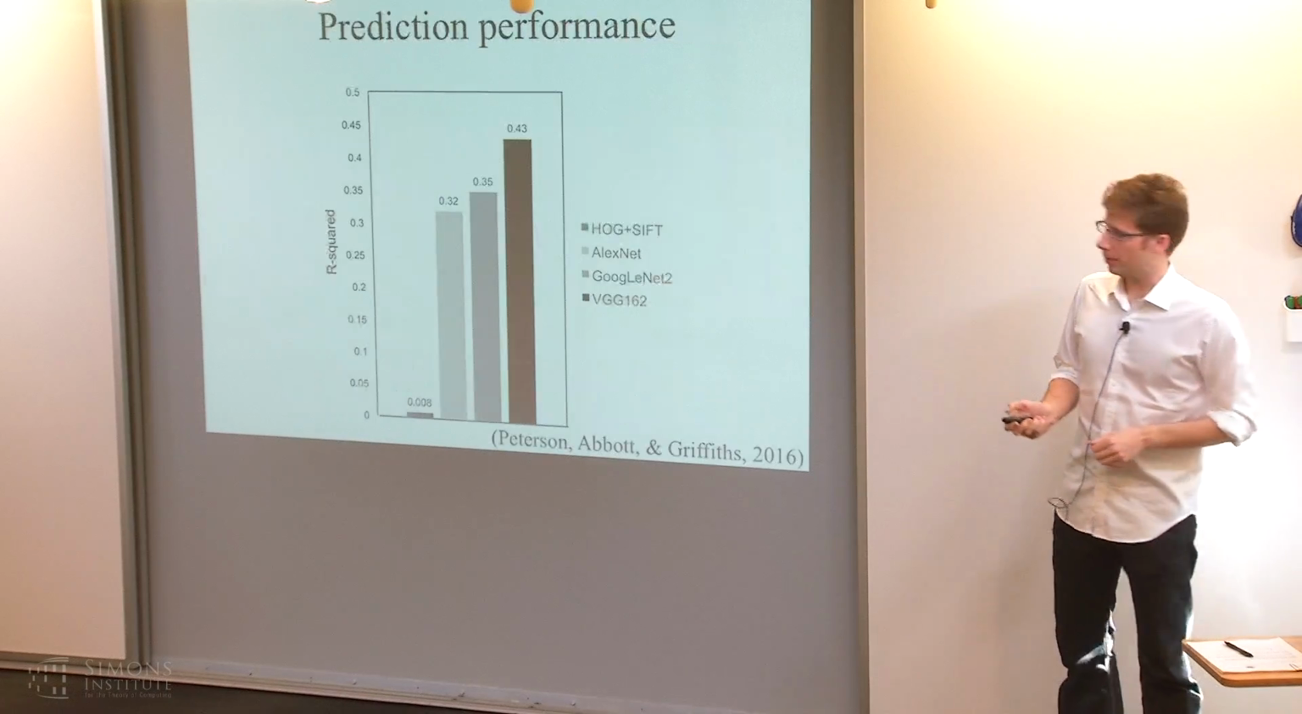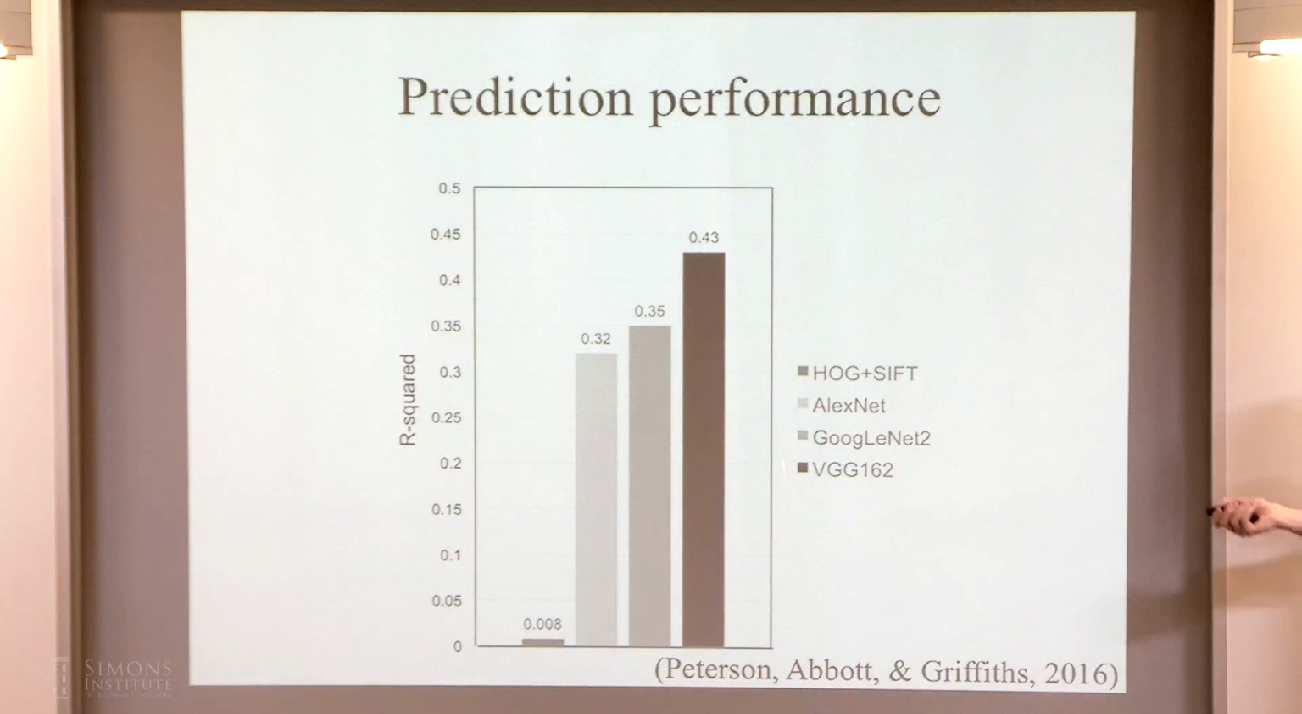OK. So this is what this looks like. I'm showing here R squared, the proportion of variance accounted for by AlexNet, GoogleNet, and VGG. And then we also have HOG and SIFT features, which are the prehistoric computer vision baseline at this point. And what we find is that you can actually get a pretty good correlation between the similarities that these models are producing and the similarity judgments that people give. But this doesn't give you a lot of insight into what's going on in those representations.